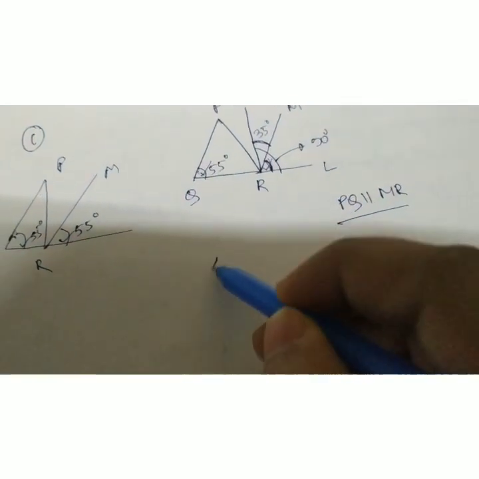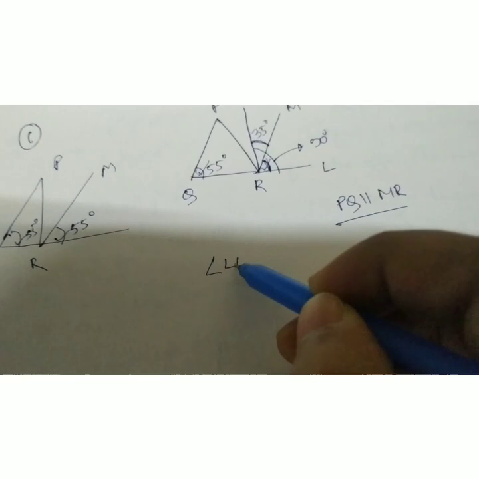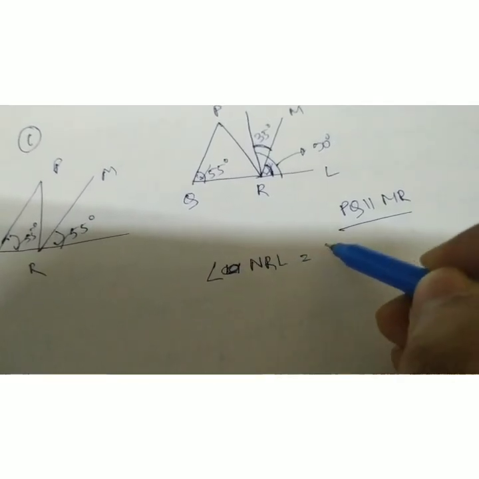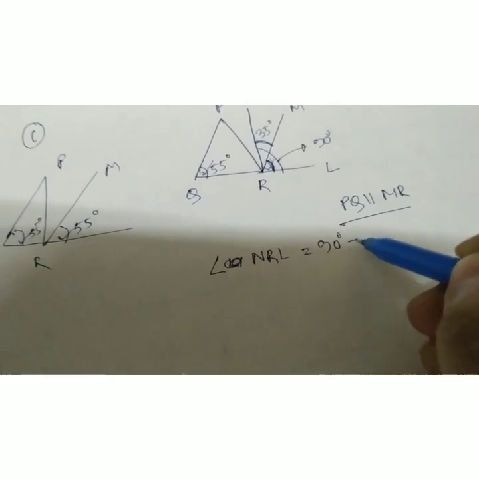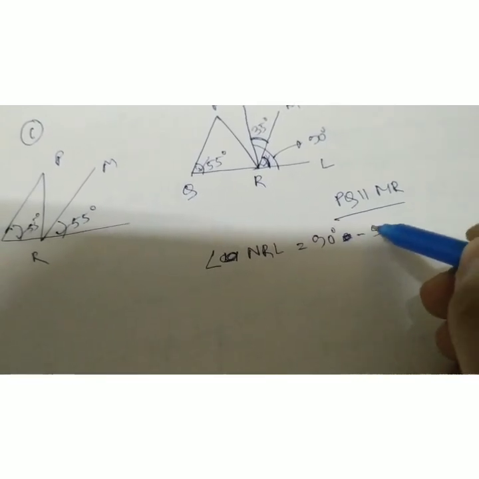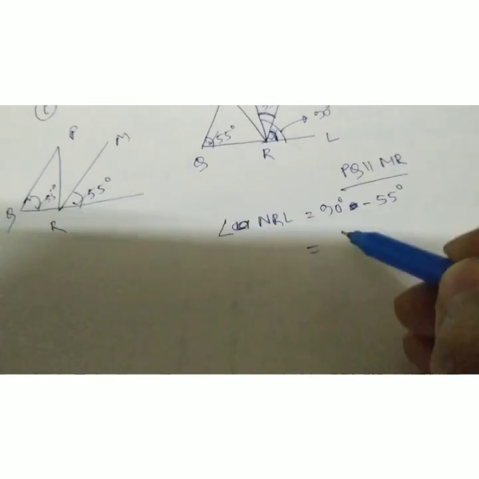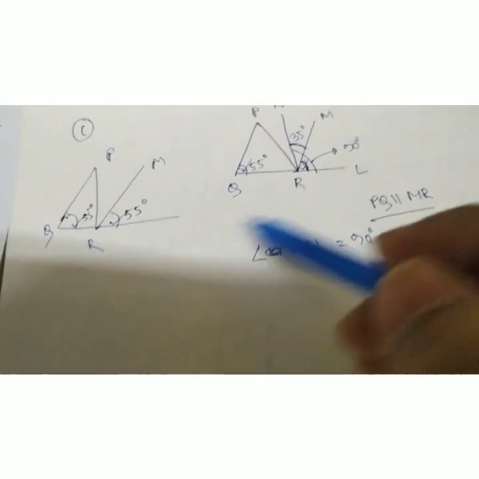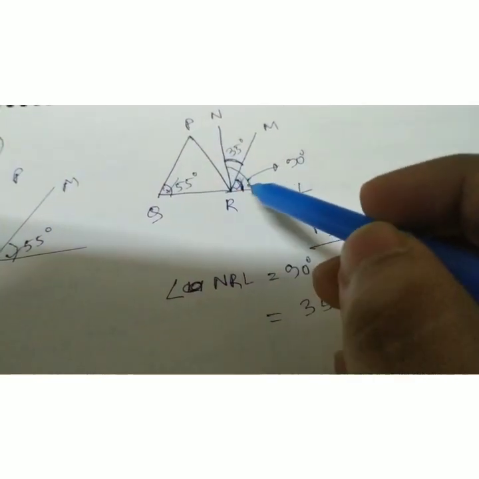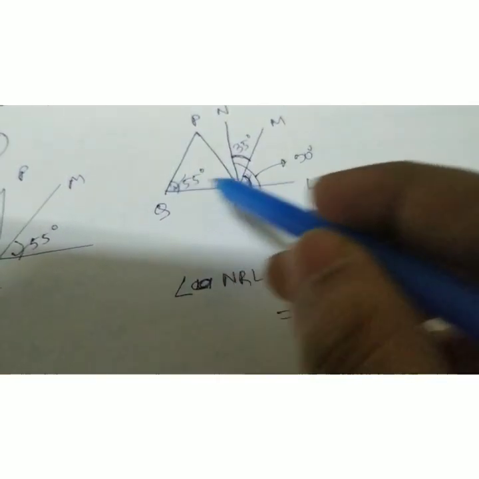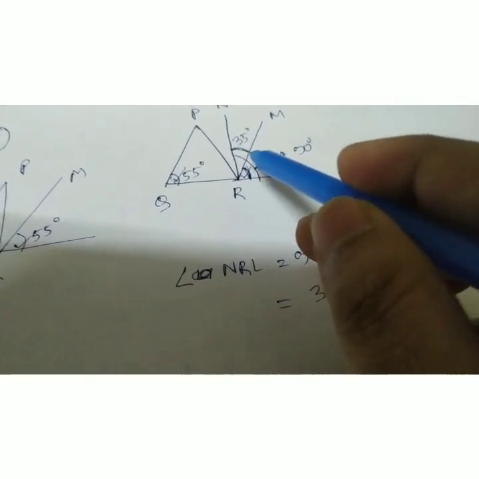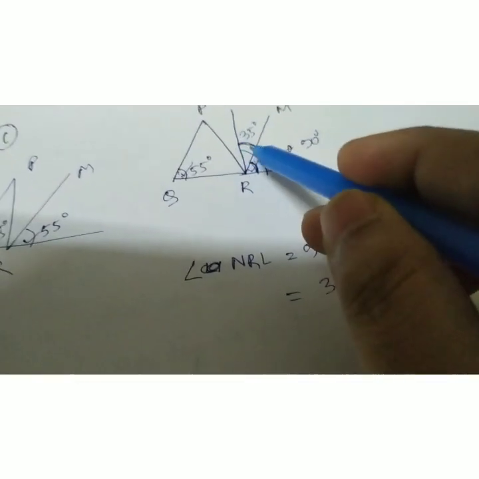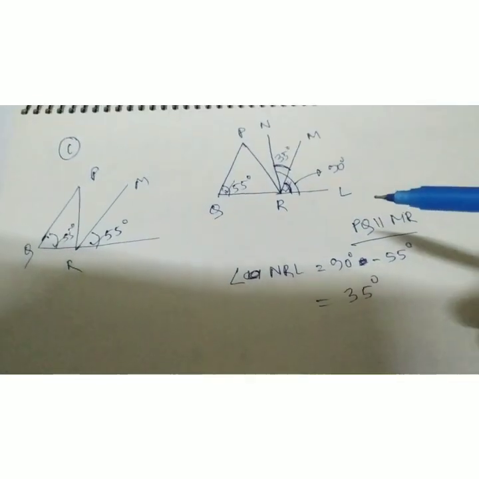Okay, so we can write angle NRL equals 90 degrees minus 55 degrees, that is 35 degrees. Simple concept. Okay, this whole angle is 90 degrees. This angle and this angle are corresponding angles. This is 55. So I just need to subtract this from the whole, so I will get this. Okay, very easy.